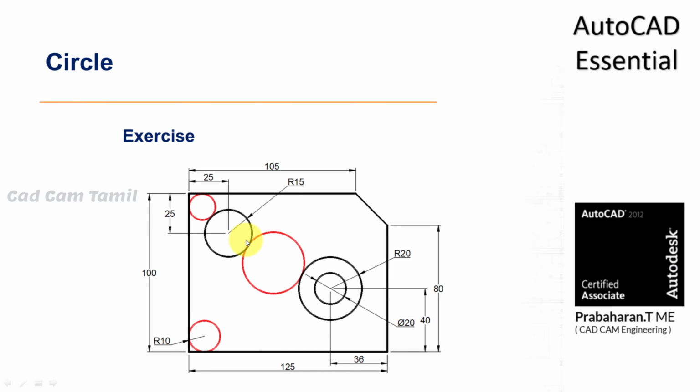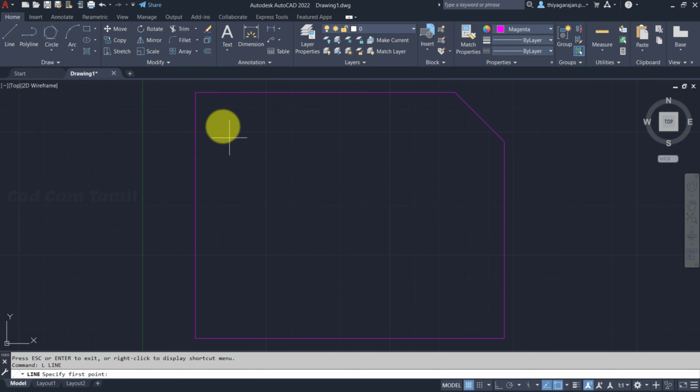Okay. So now I am going to draw the circle. Draw a line from the top 25 in the direction of 0 and down 25 in the direction of minus 90. So this is the location of the center point. So now I'm going to draw the circle, center point, radius is 15. Similarly, I'm going to find the center point from here, 36 in the direction of 180, 40 in the direction of 90.